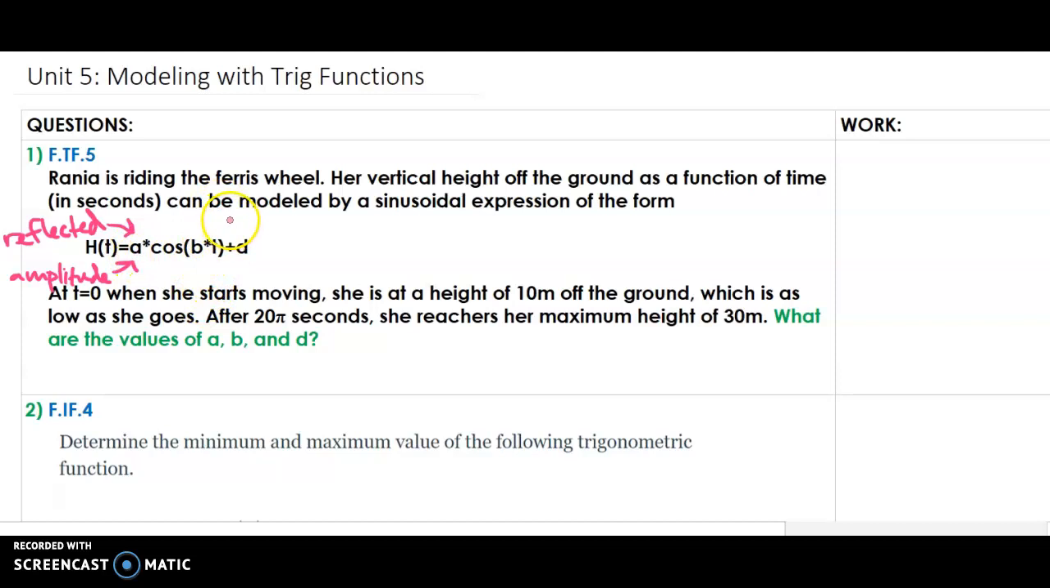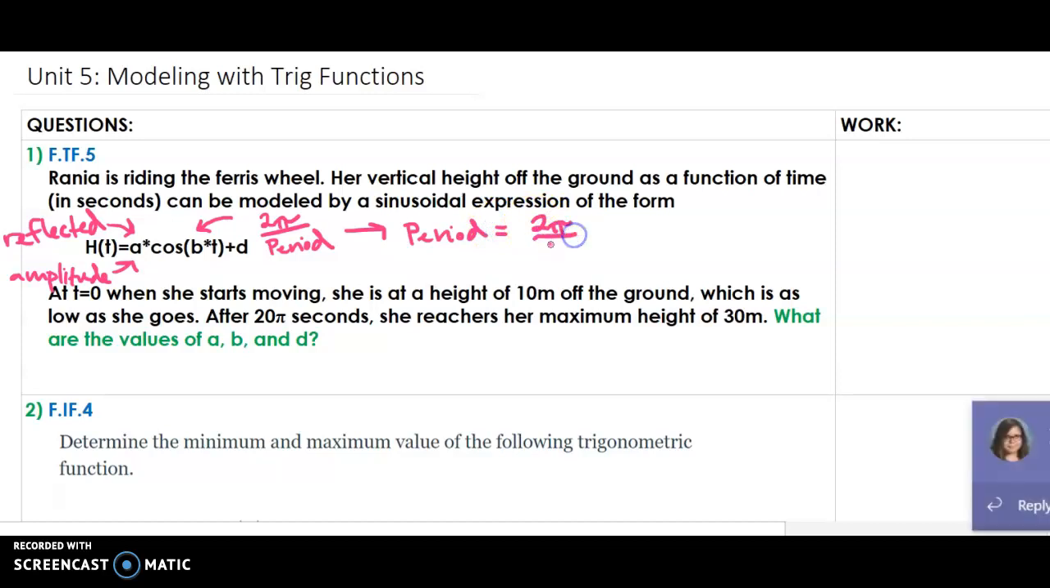Our b value, that is not directly our period, but it helps us get to our period in the way that this b value is equal to 2 pi divided by our period. And so if we're trying to find our period, we would take 2 pi divided by that b value. Lastly, d, this of course is our vertical shift, which is our midline.